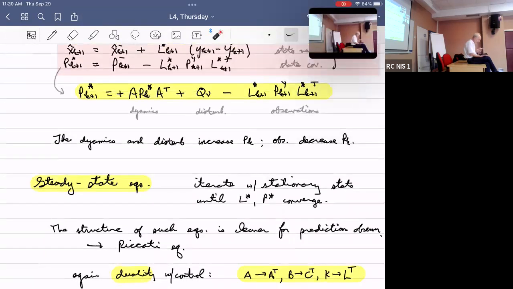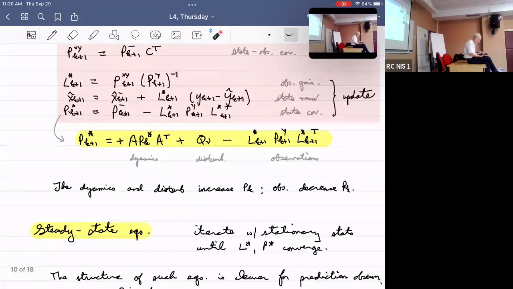Now, what you might not pick up on immediately, because L and K are related, and L is also related to the P's, is that this is essentially the same kind of Riccati equation, in a slightly disguised form, that we had for the control problem that we did last time.